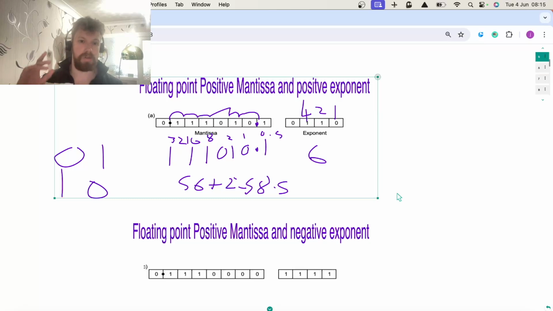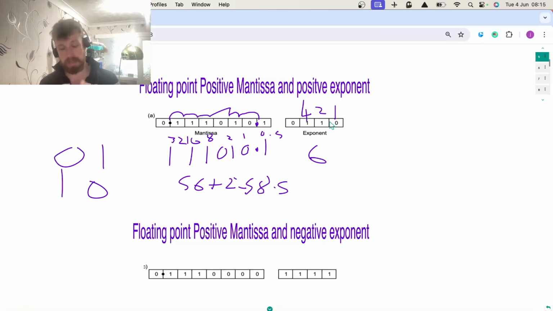Okay, so that's how you do floating point with a positive mantissa. Just going through those steps again: the exponent tells you how many places you're going to move the decimal point. The mantissa tells you the number, so what the number actually is. So you work out the exponent, you move the decimal point, and then you convert the number in normal fixed point binary, which we did before. So as you can see why I've taught it in this particular order, that gave us 58.5 in there.